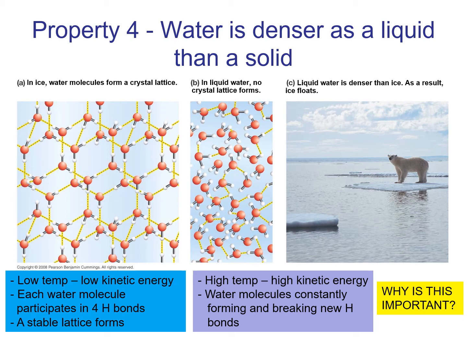But most liquids get denser as they go from liquid to solid. Now the reason for this, as I mentioned earlier, is that water can form 4 hydrogen bonds with other water molecules. So we can have one water molecule forming 4 hydrogen bonds around it. However, in order for this to happen, the water molecules have to be moving very, very slowly. And this only happens around the freezing point.